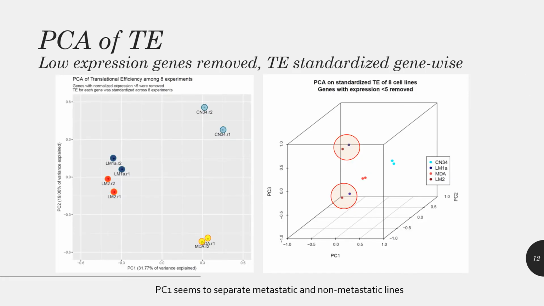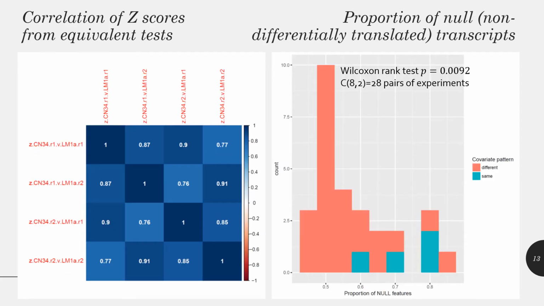Now to the QC tools. First, we do a principal component analysis of translation efficiency. This allows us to evaluate replicate reproducibility and generate biological hypotheses. For example, on the plot to the left, you can see that PC1 separates two non-metastatic cell lines from two metastatic cell lines, indicating that metastasis is the major driver of translational shift in this dataset. Other QC tools include proportion of non-differentially translated transcripts between samples and correlation of equivalent tests.